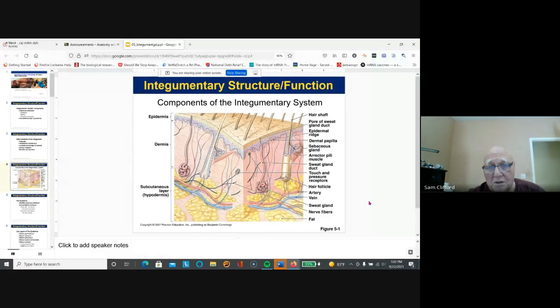So this is what it looks like. We'll have diagrams similar to this on WebAssign. So the first layer is the epidermis, second layer the dermis, and the subcutaneous layer. Subcutaneous meaning underneath the cutaneous layer. So notice that the epidermis is a very thin layer.